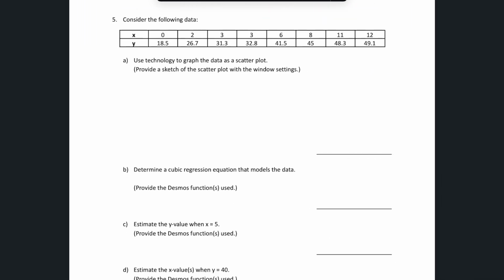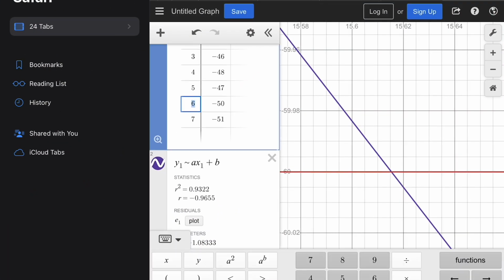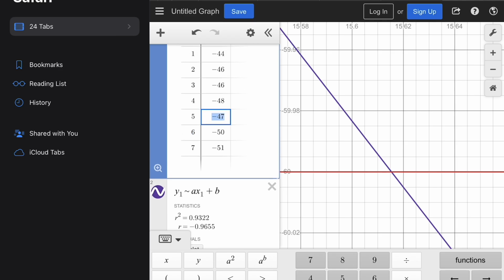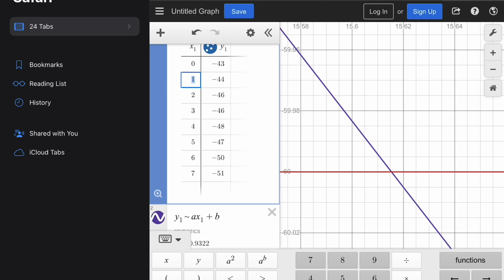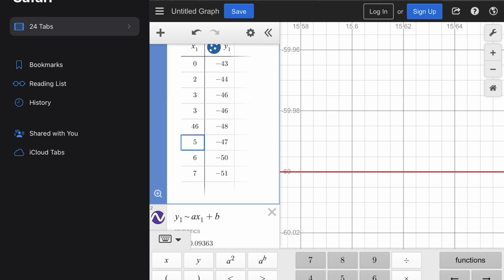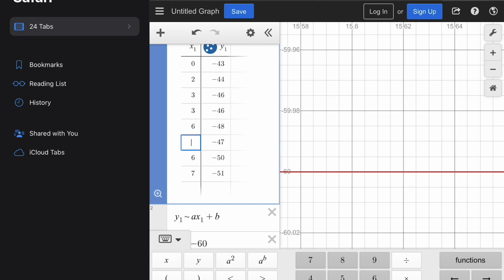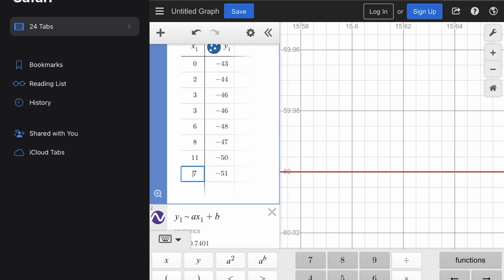Alright, so it's another Desmos one. Gotta go quick. 0, 2, 3, 3, 6, 8, 11, 12. I should have just started a new one. Oh my goodness.